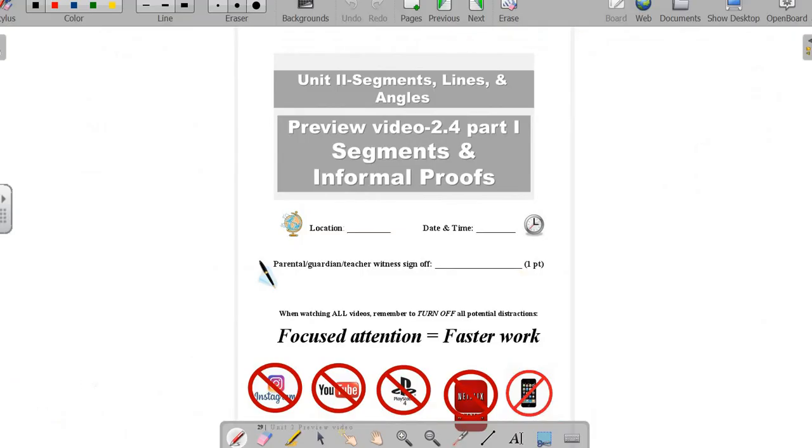Right here, we are doing Preview Video 2.4, Part 1. Make sure you get a location, date, time, as well as a parental sign-off that they know that you did this on your own.